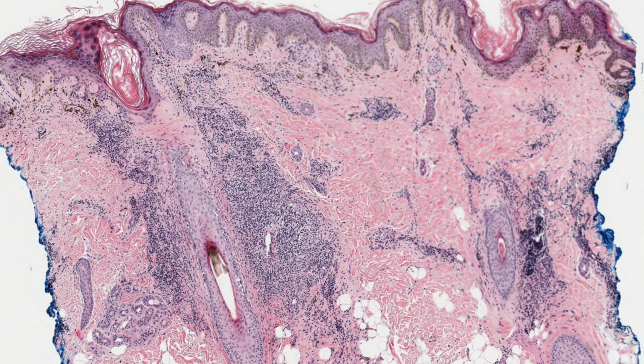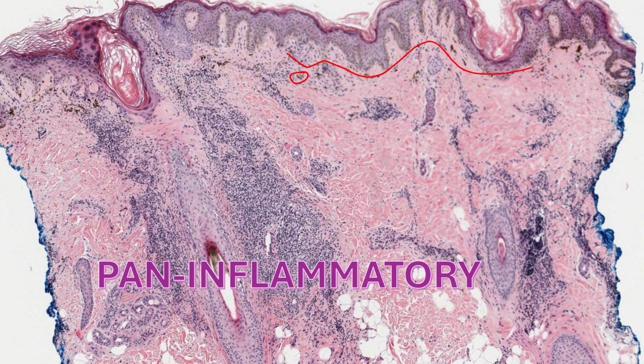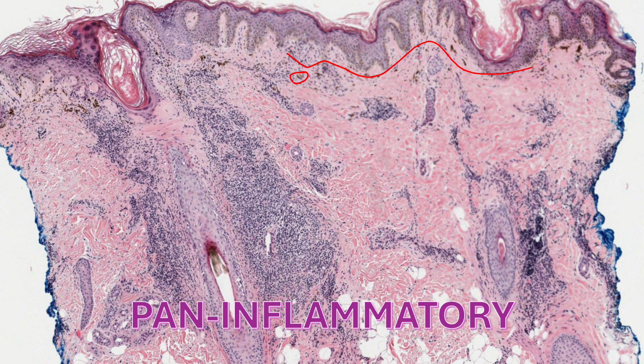Another picture to demonstrate the superficial and deep perivascular and periadnexal inflammation plus some lichenoid inflammatory infiltrate and some pigment incontinence. Always remember, whenever you see pigment incontinence, it means the basement membrane has been destroyed, causing the pigment to drop into the dermis. So again, pan-inflammatory dermatitis, which is the lupus.